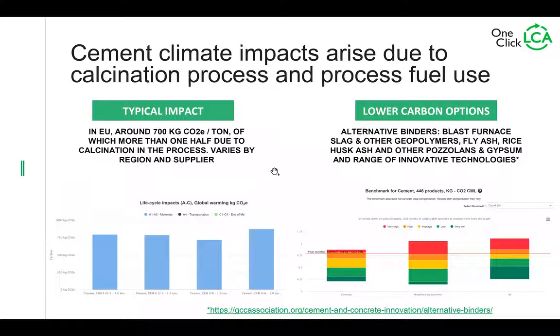If you're looking for a rule of thumb, these charts may be a bit on the small side now on the screen, but hopefully you can read some of it. In the EU, we talk about 700 kilos of CO2 equivalent per ton of cement, and more than half of that is due to the calcination in the process. Impact obviously varies by region and supplier. If you're looking at a global figure, it's closer to, let's say, 900 kilos or 1 ton per ton. So it's a very high carbon impact.